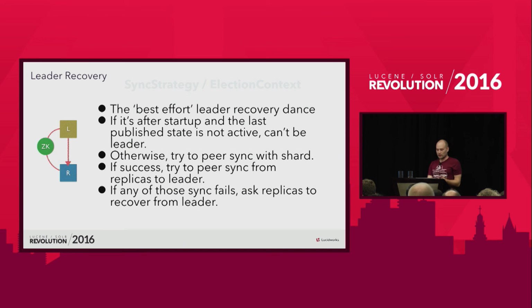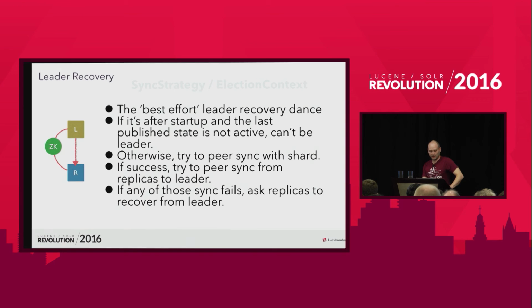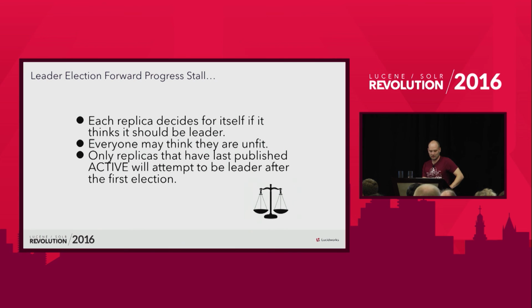And in some cases, nobody thinks they can be the leader. And that's kind of currently one of the limitations of the system. So, the leader election forward progress stall. I don't think that this actually happens super commonly. At Cloudera Search, in the early days, we did start seeing it quite a bit. In most cases, you end up seeing this because of tuning issues. So what happens is if every replica in the shard gets disconnected from Zookeeper at the same time, then all of the last published states are going to be not active. They're all going to enter recovery at the same time. None of them are going to think they can be the leader.